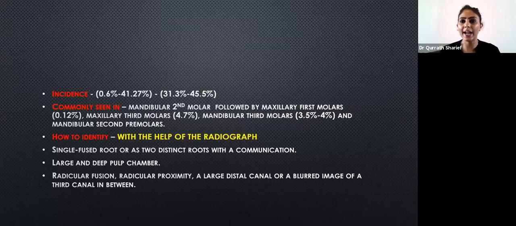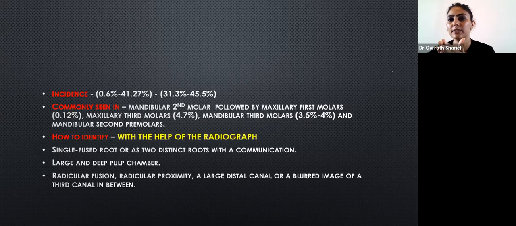So how will you identify this on the radiograph? Normally, the two roots have a close inclination towards each other. There is a frank fusion which is seen, and also deep developmental grooves, like I told in my first slide, deep developmental grooves.